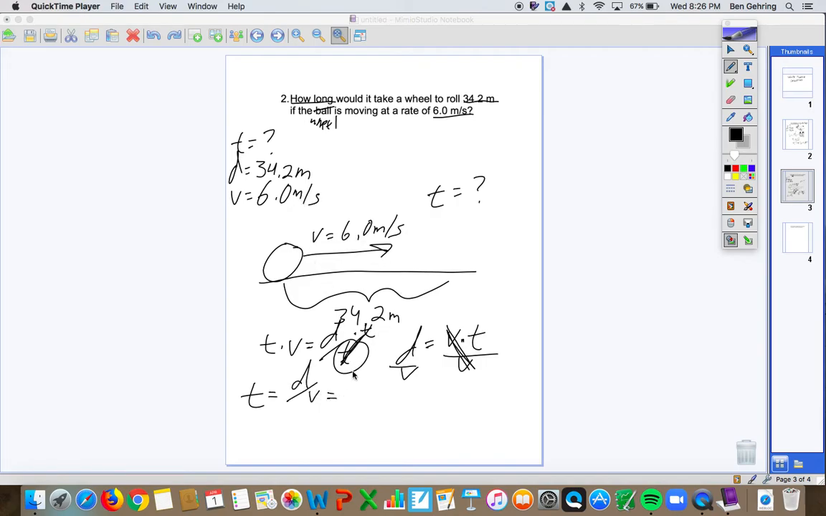So my distance up above was 34.2 meters. And on bottom I had a velocity of 6.0 meters per second. If I divide 34.2 by 6.0, I get an answer of 5.7 seconds, because seconds is here, so seconds will be on top. Because I had 3 significant digits with this number and 2 with this number, my answer needs 2. So that is going to be my answer on this one.